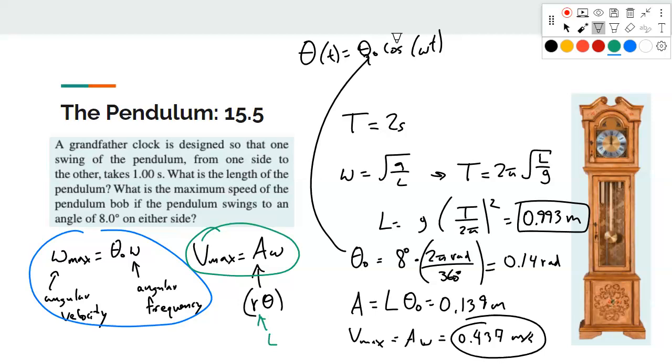If we want to get our theta naught, our amplitude in angle space, we have to convert that to radians. And then if we want to get our amplitude in terms of arc length, so in terms of meters, we need to multiply that by the length of the pendulum. Because an angle in radians tells us how many radius lengths the arc is. And if we multiply by how many meters the radius is, we'll get the actual arc length in meters. And then if we take that arc length in meters times the angular frequency, we'll get our maximum velocity in terms of meters per second.